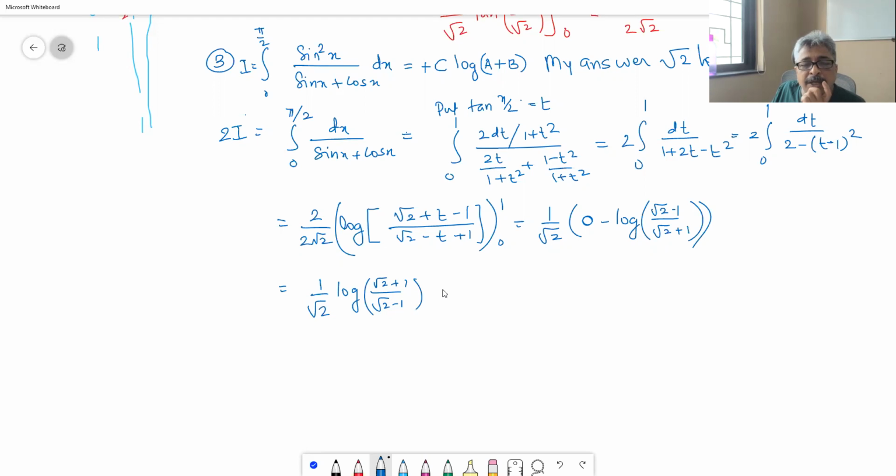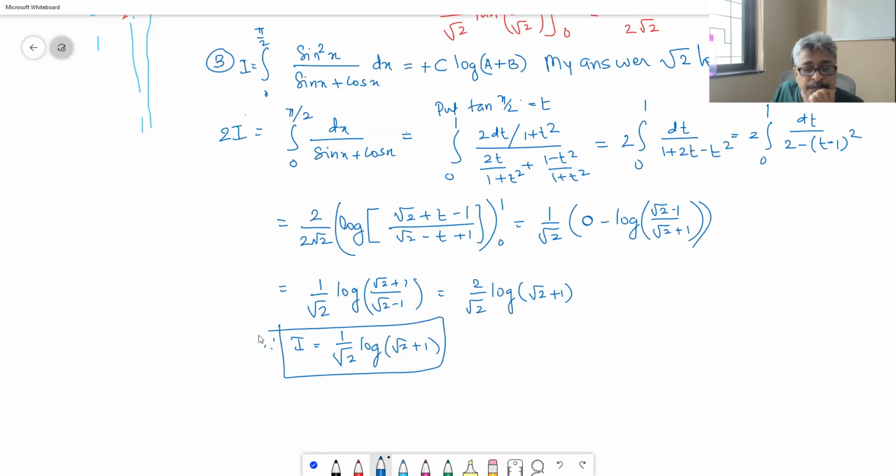Now if you rationalize, you get root 2 minus 1 plus 1 multiplied form. So 2 upon root 2 log root 2 plus 1. Therefore, I is equal to 1 upon root 2 log root 2 plus 1. Okay. So this is the answer.